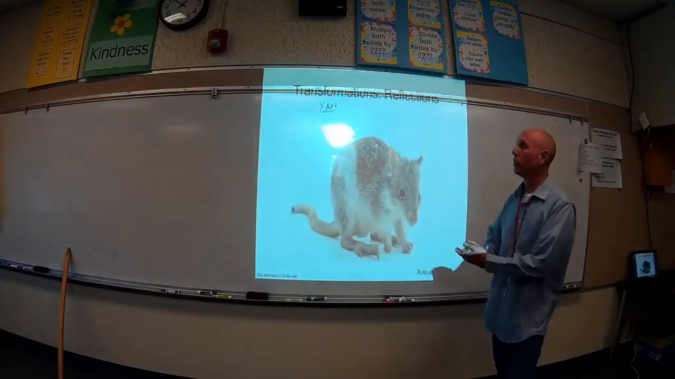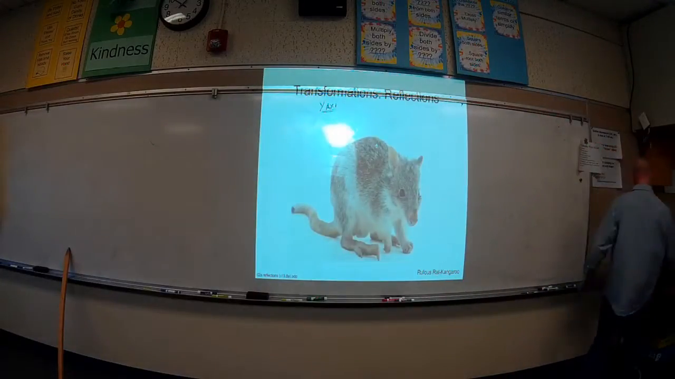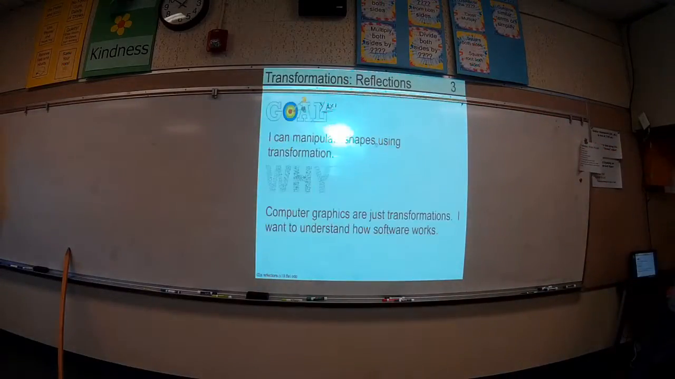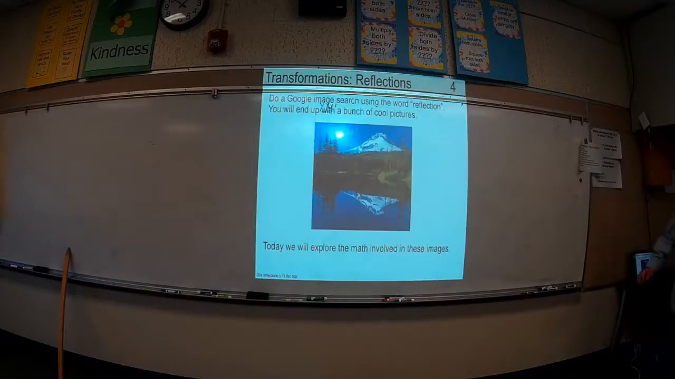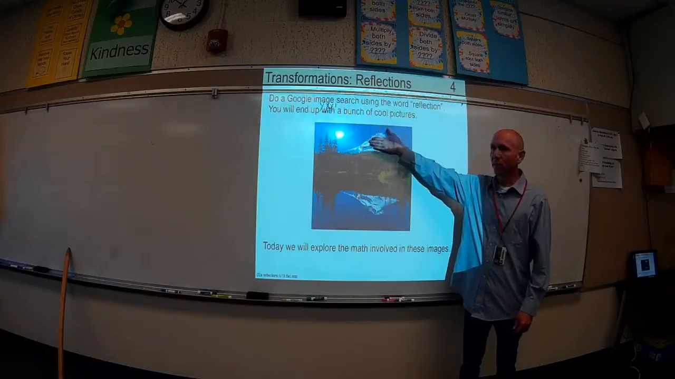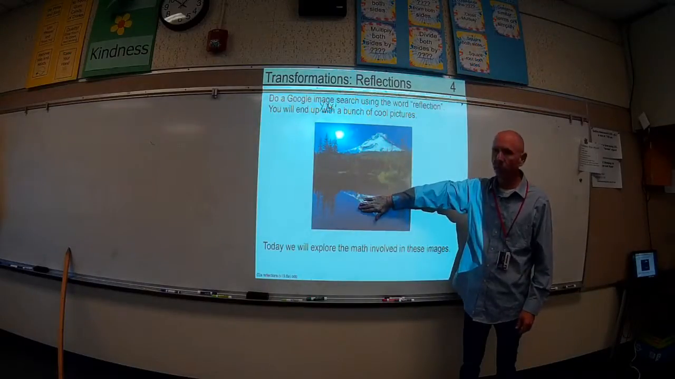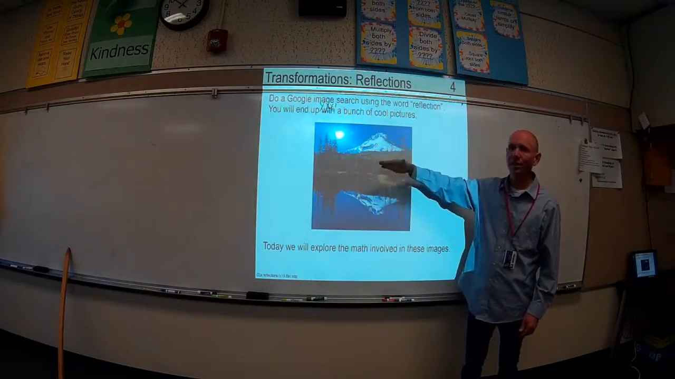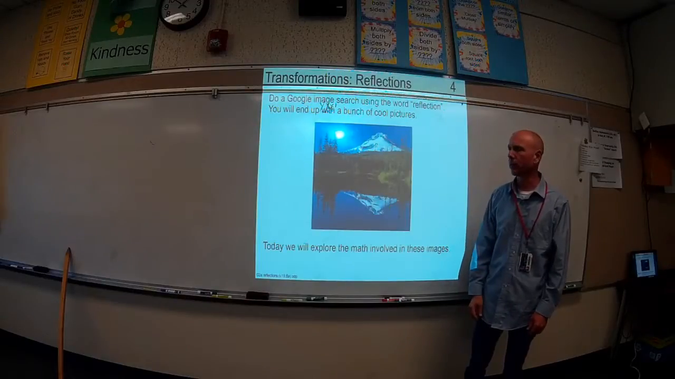So before we get too far into this, let's look at the learning goal. What is the current learning goal, Maddie? I can manipulate shapes using transformation. Excellent. And Talitha, why? Computer graphics are just transformations. Absolutely. And here's a picture of a reflection. The idea of a reflected image is that you've got something up here and the entire object has been flipped over across some kind of axis of reflection.